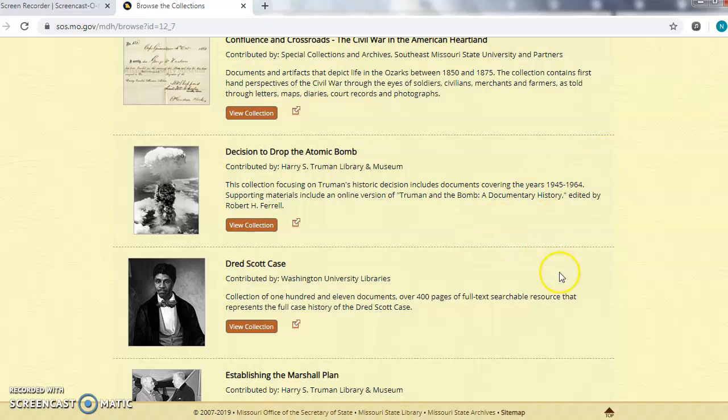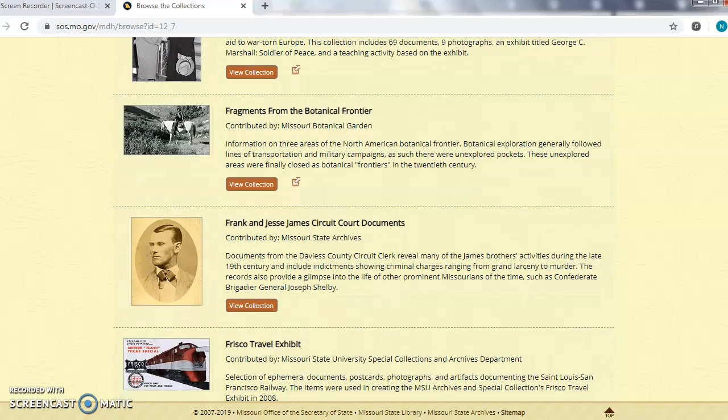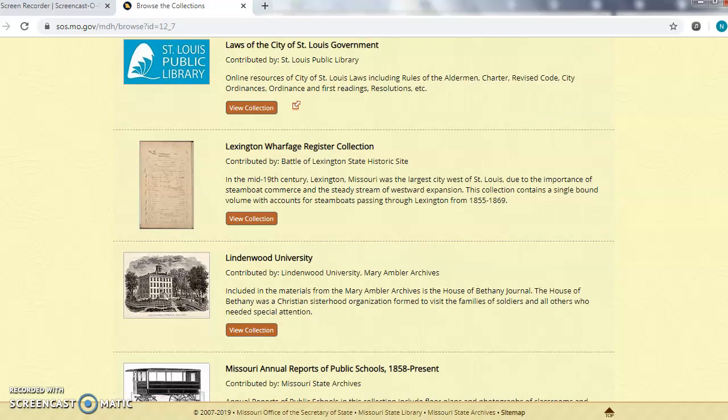And a lot of different things that are historical and can give you an idea of the history of when various family members were growing up.